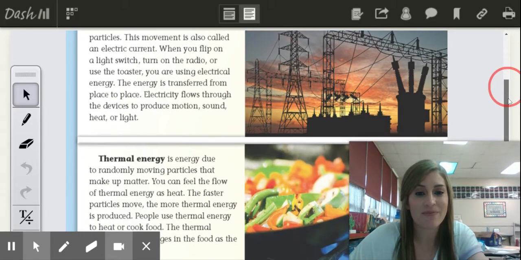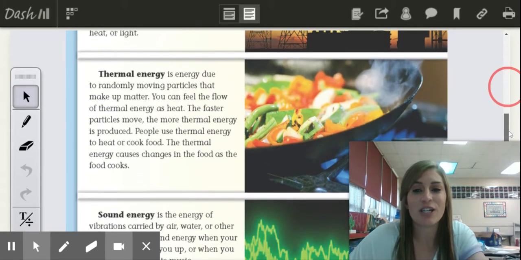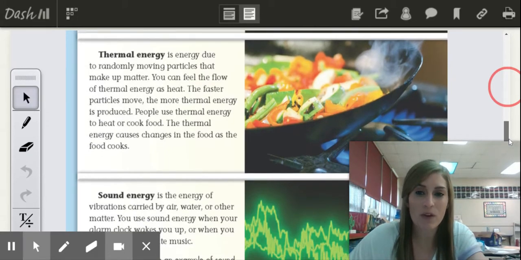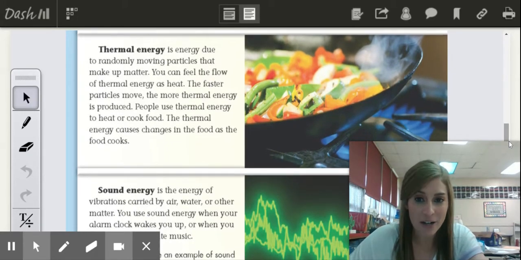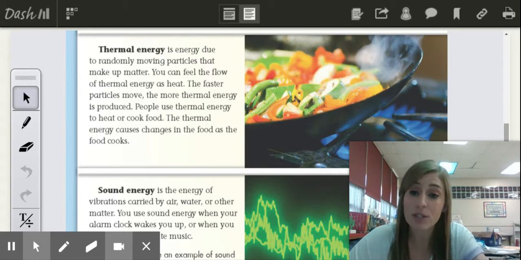Thermal energy is energy due to randomly moving particles that make up matter. You can feel the flow of thermal energy as heat. The faster particles move, the more thermal energy is produced. People use thermal energy to heat or cook food. The thermal energy causes changes in the food as the food cooks.